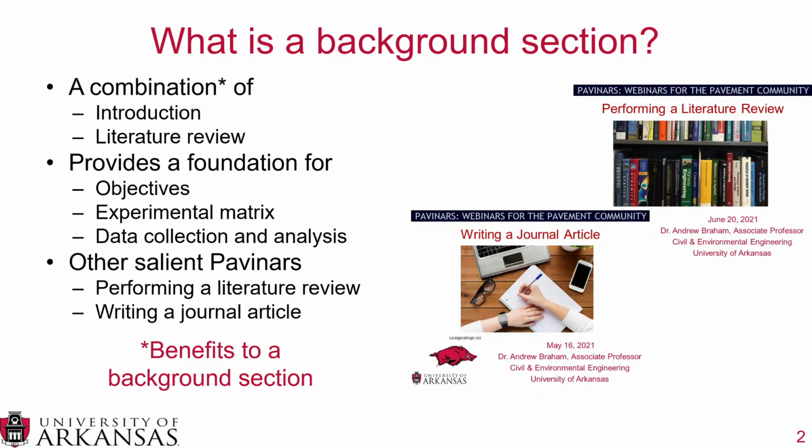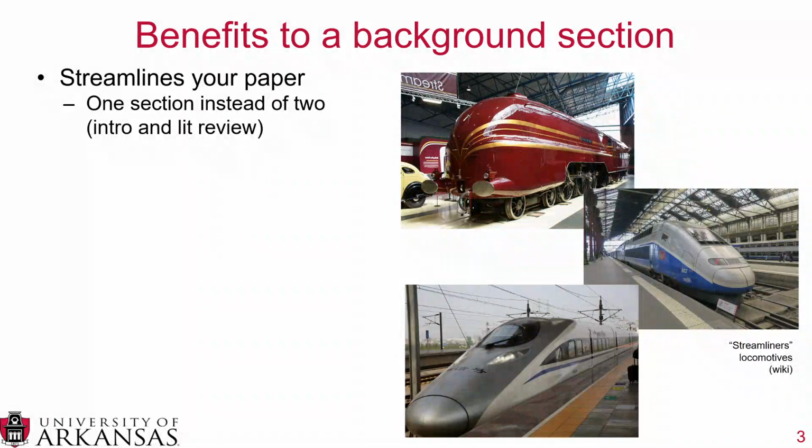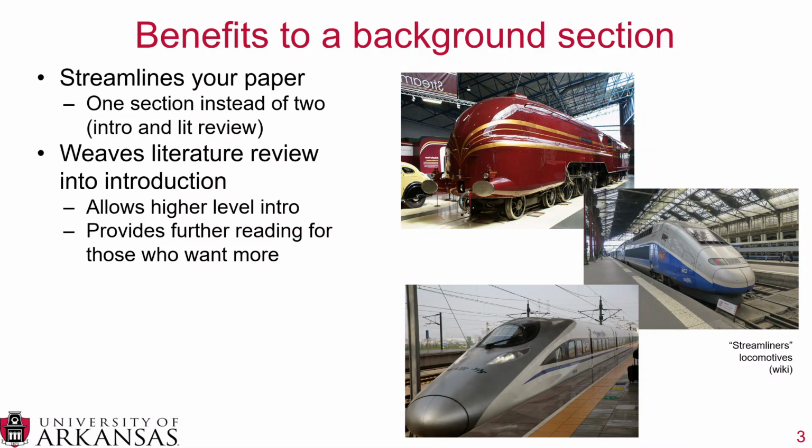And you'll see that I have combination with little asterisks, and that's because I think there's some benefits to combining your introduction and your literature review into a background section. I think the largest benefit is it streamlines your papers. So instead of having two discrete sections, you have one section, a background section, instead of an introduction and a literature review. I think it also introduces this concept of weaving.